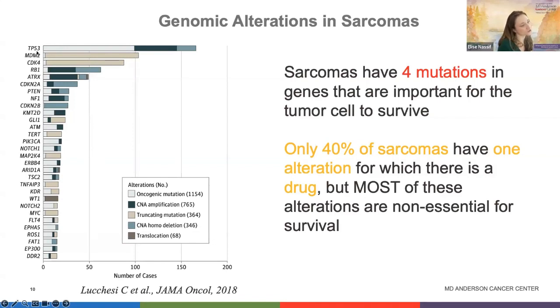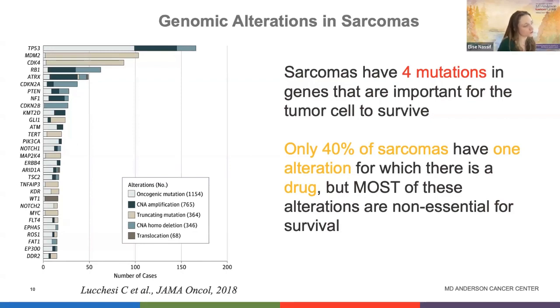But most of those mutations, the first one being TP53 up here, we have no drug available to target them, unfortunately, today. Now, if we look at all sarcoma patients as a whole, only 40% of sarcoma patients have any type of alteration for which we have a drug. So the vast majority of patients, 60%, we don't even have a drug that targets one of those alterations. But for the 40% of patients who do have an alteration that may be targetable, most of those alterations for which we have a drug are not those critical essential genes.